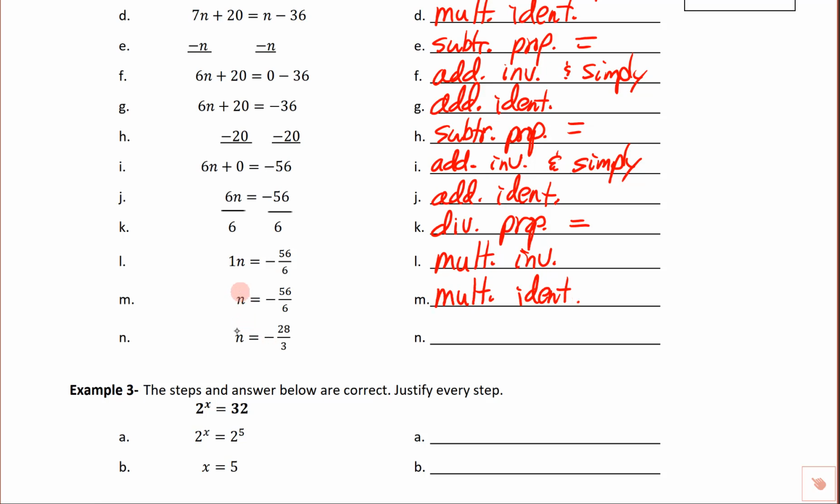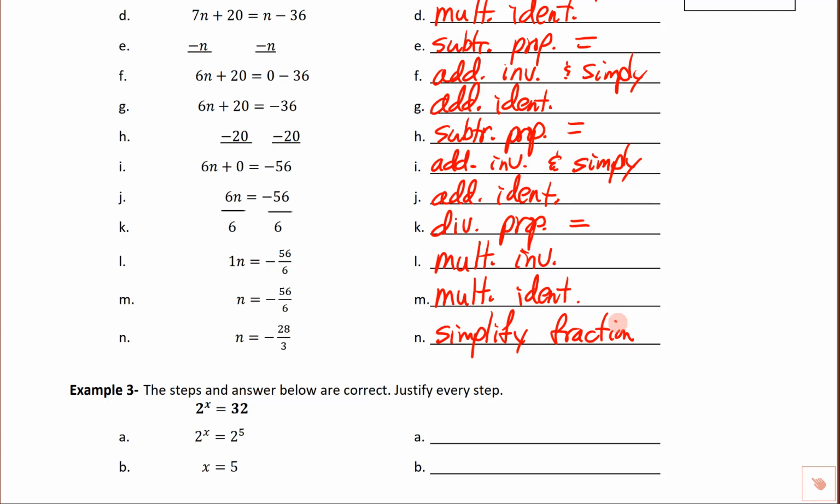Okay, and then this side stayed the same, and then the only thing that happened here is we just simplified. So we're just going to write simplify. And to be a little more specific, we can say simplify the fraction. You could say they canceled a factor of 2 or something like that, but just say simplify or simplify the fraction. That'd be totally okay.